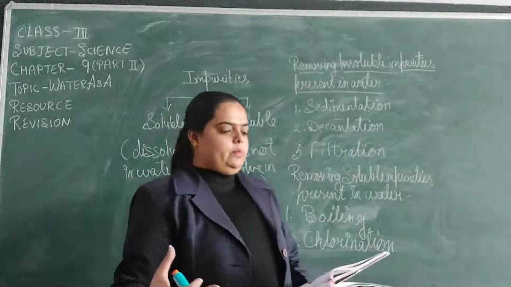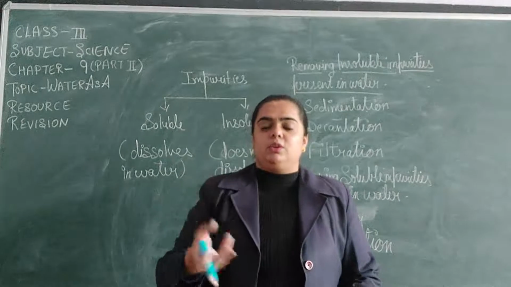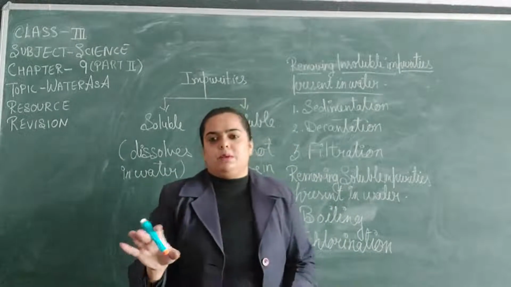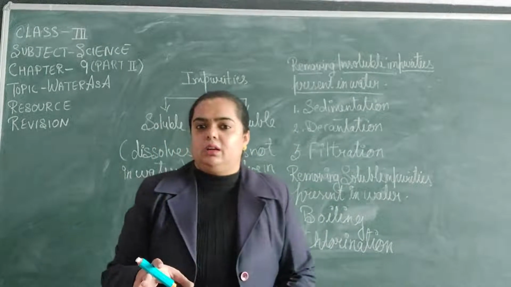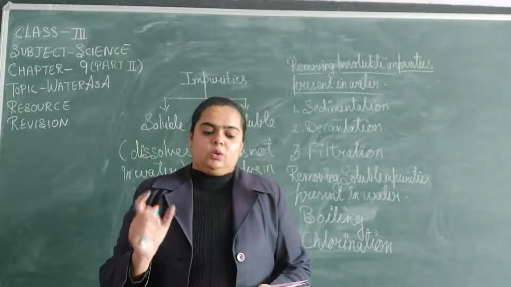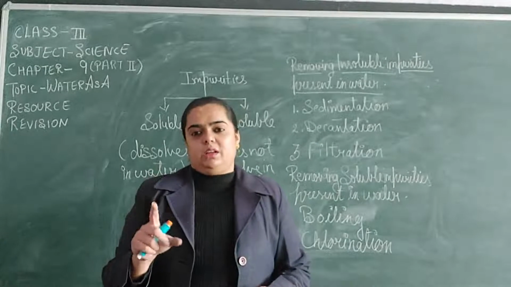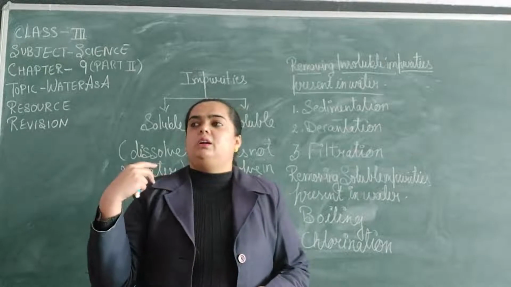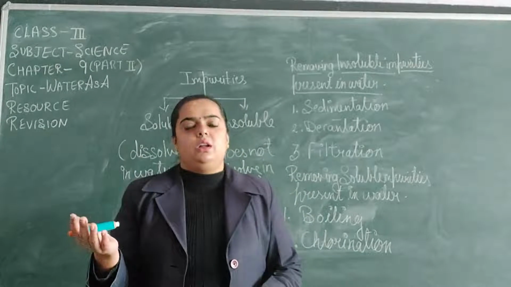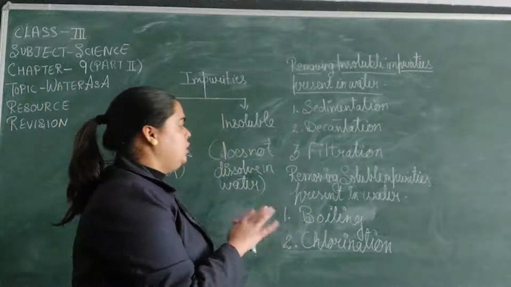Now what is boiling? When we put water on flame, when we heat the water for 10 to 15 minutes, it will kill all the germs present in water and it is safe for drinking. This is called boiling. And the second one is chlorination. Adding chlorine to drinking water to make it safe for drinking is called chlorination. When we add chlorine to water, it will remove all the germs and it is safe for drinking. These are the two methods by which we can remove soluble impurities.